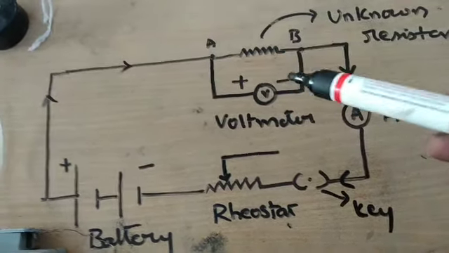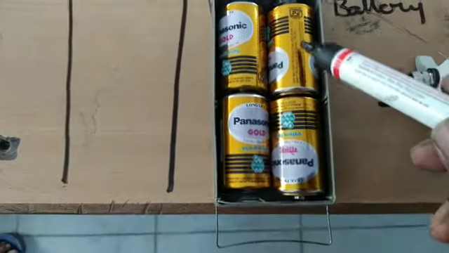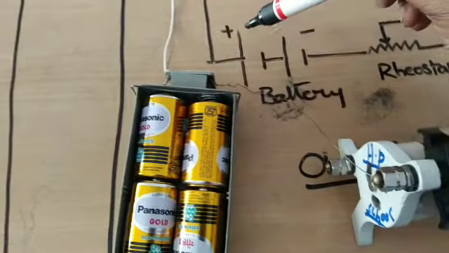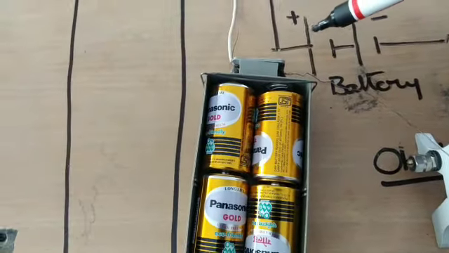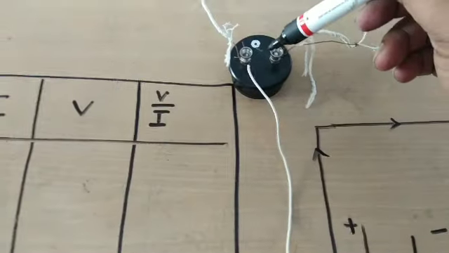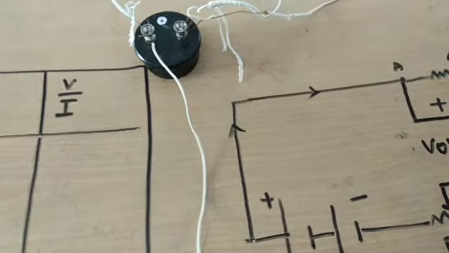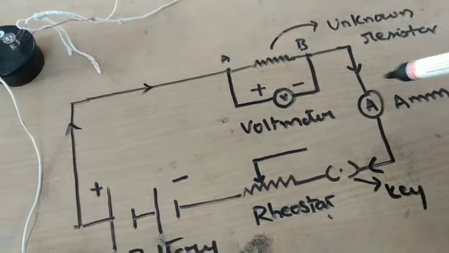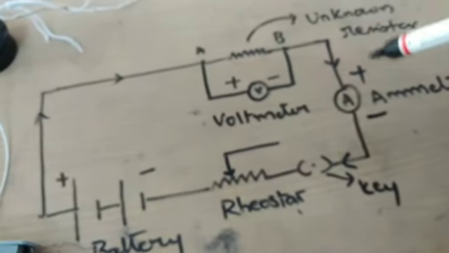So let us actually see how the setup looks. Now the battery here consists of 4 cells, but this is a 3 volt battery. Now you can see here the positive and the negative. The positive of the battery is connected to one end of the resistor. Similarly, the other end of the resistor is connected to the ammeter positive. Always remember that the positive of the battery should be connected to the positive of the ammeter.